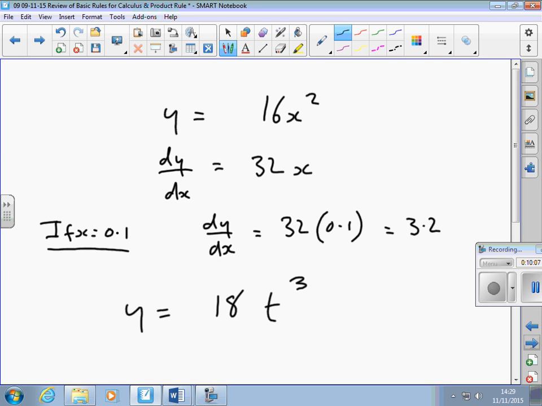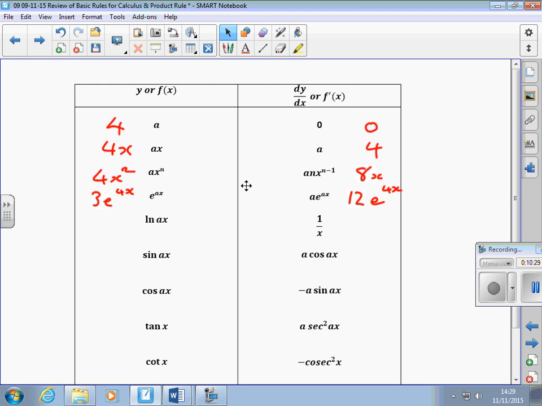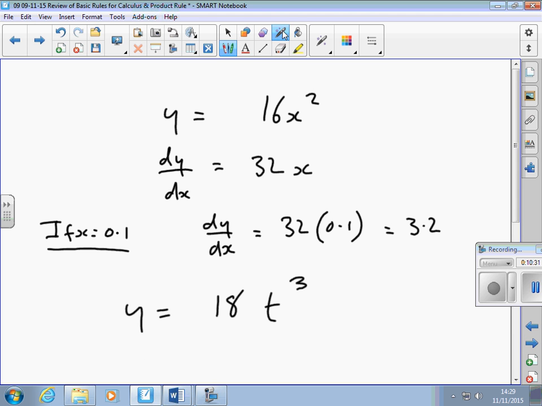The gradient of that function at the point x equals 0.1 is 3.2. It's exactly the sort of thing you'd be doing in the assignment, so let's review that and check you've got it. If I want to know the gradient of a function at, say, x equals 0.1, I differentiate it to get 32x, and then I let x equal 0.1, and that's the gradient. Straightforward. But the first thing I have to do is differentiate it.